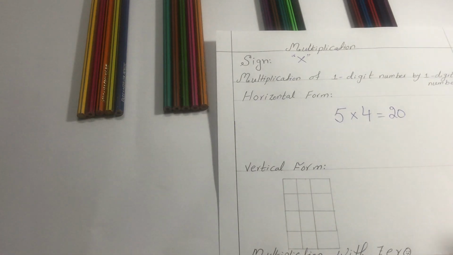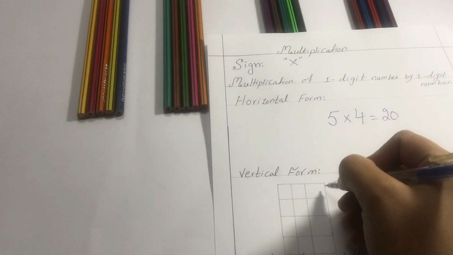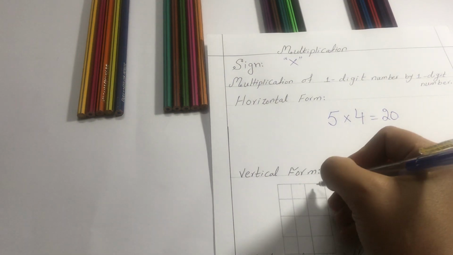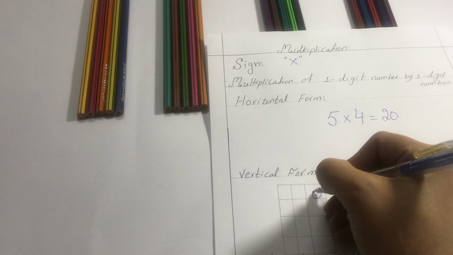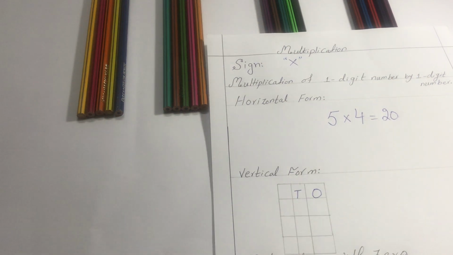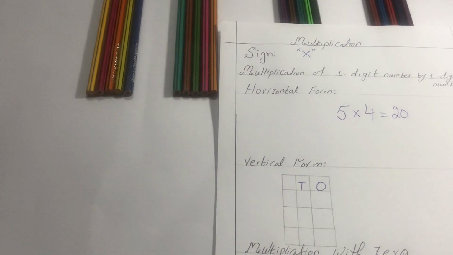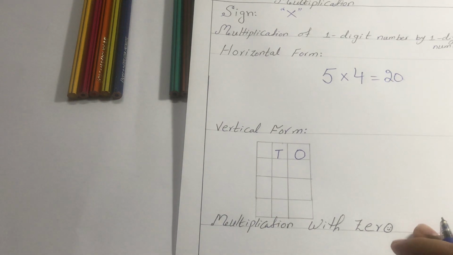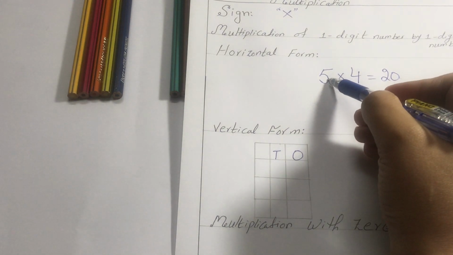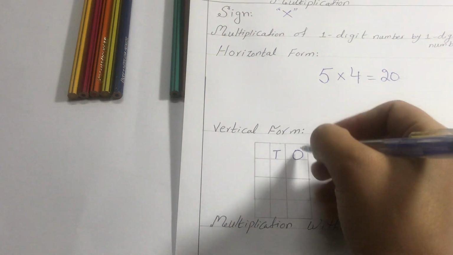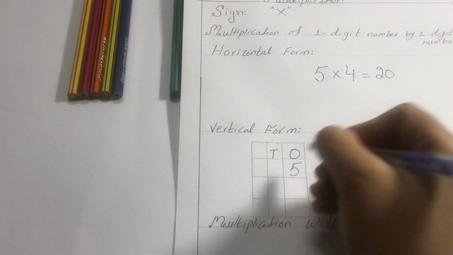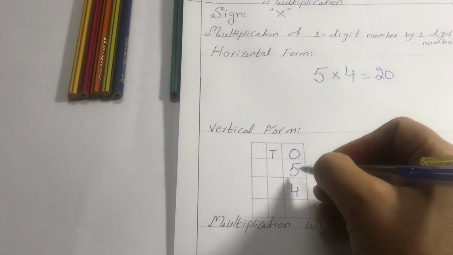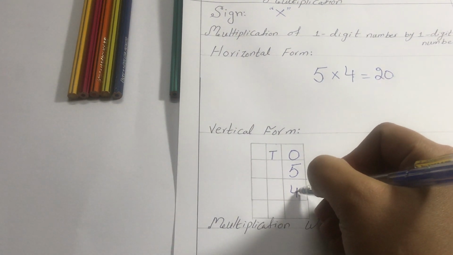In the vertical form, the first thing we will do is write the places, because you can see we are getting a 2-digit number. So we write the places first, ones and tens. Now we will write the numbers that we have chosen, 5 and 4. As these two are single digit numbers, we will place them in the ones column, right?